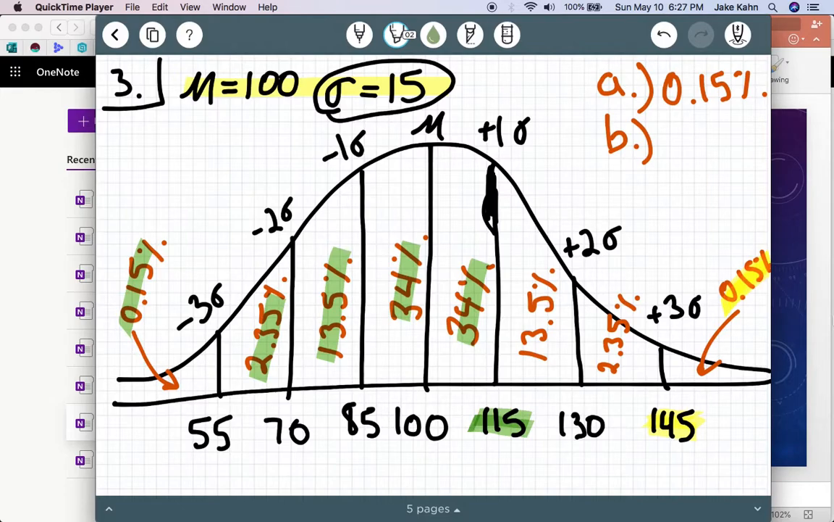It will be over 50%, right? Because your average is 100. So the percentage of people who score below a 115 is equal to 34 plus 34 plus 13.5 plus 2.35 plus 0.15. Or in other words, 84%.